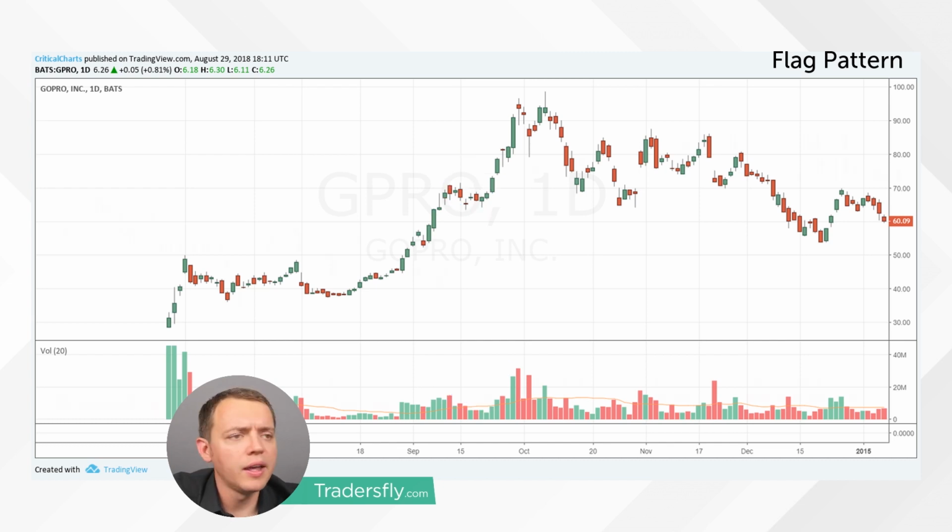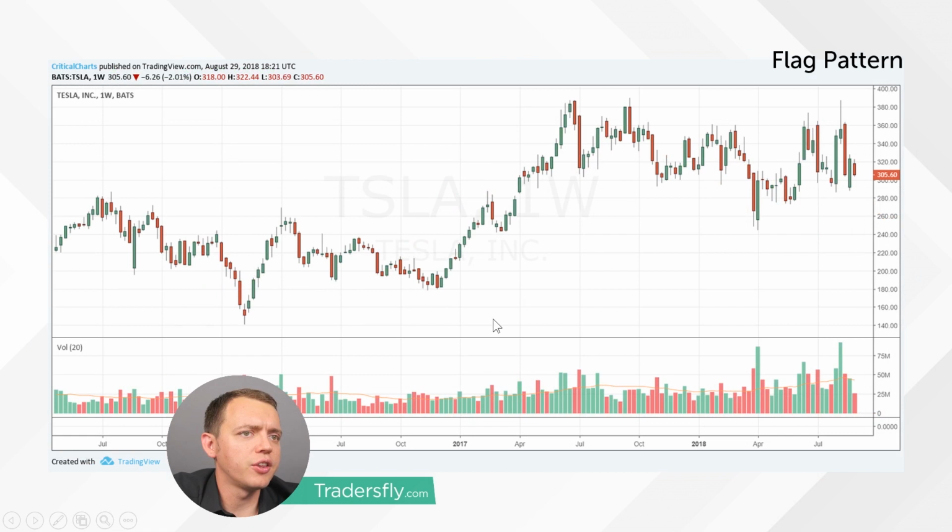If we take a look at the next example, here's another one with Tesla as a little bit of a flag pattern. So again, take a look. We had a run up here in prices. Stock pulled back here slightly. You could see a slight little pullback and retracement. And then again, a nice pop in higher prices breaking out of that flag.